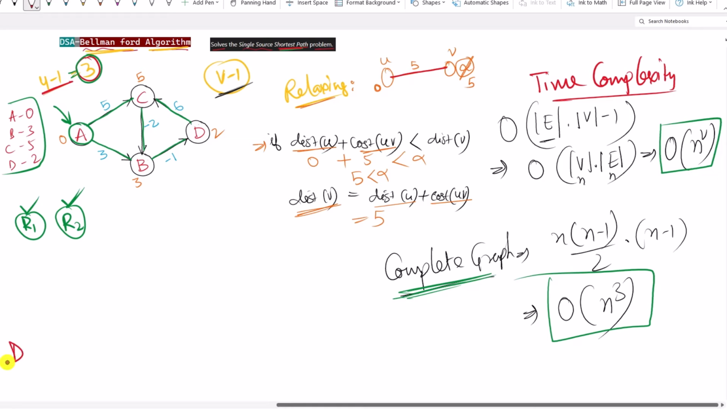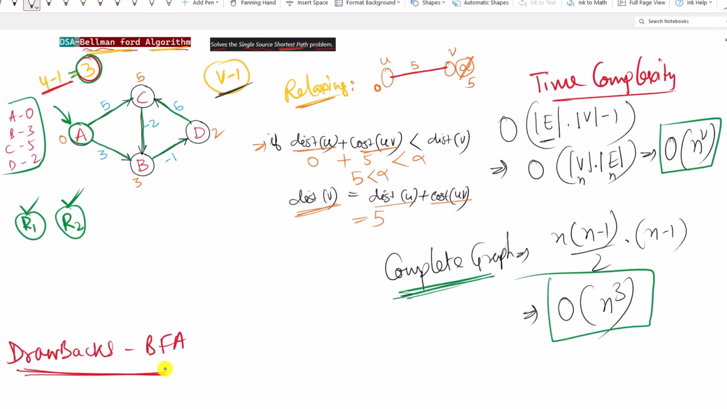So there are some drawbacks of this Bellman-Ford algorithm. The Bellman-Ford algorithm does not work if there is a negative weight cycle. That means we have a cycle in our graph and the total sum of the edge weights is negative.